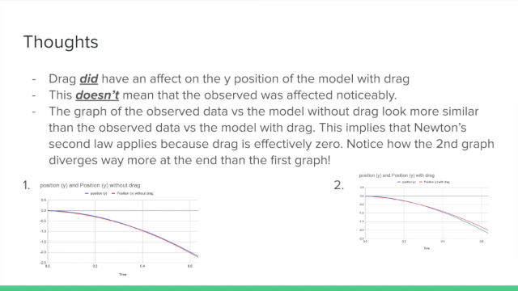And notice also how the second graph diverges way more at the end than the first graph. This indicates that drag did have some type of effect. But when you look at the graph on the left, you see that they're very similar. So you kind of have to moderate this. Being that they're so similar on the left, but then kind of different on the right, there is a drag force and it can and will affect this ball, but it's so small it's negligible for this situation.